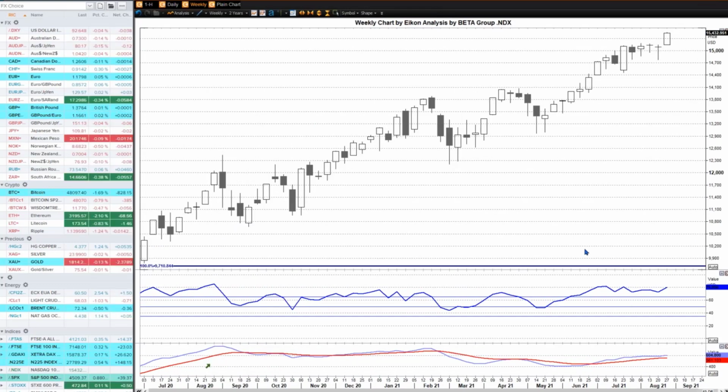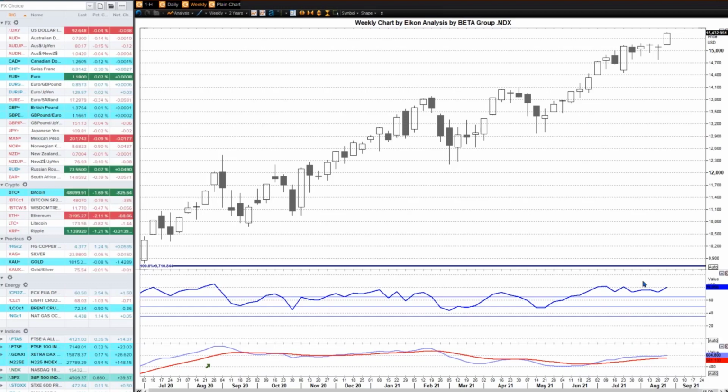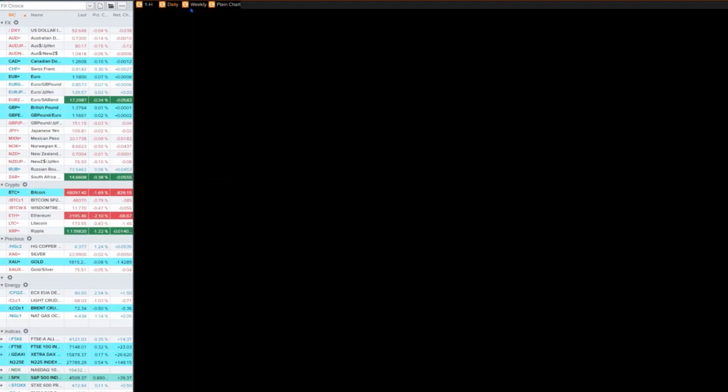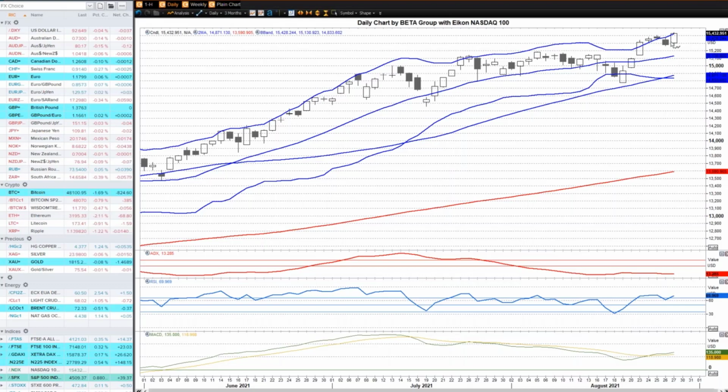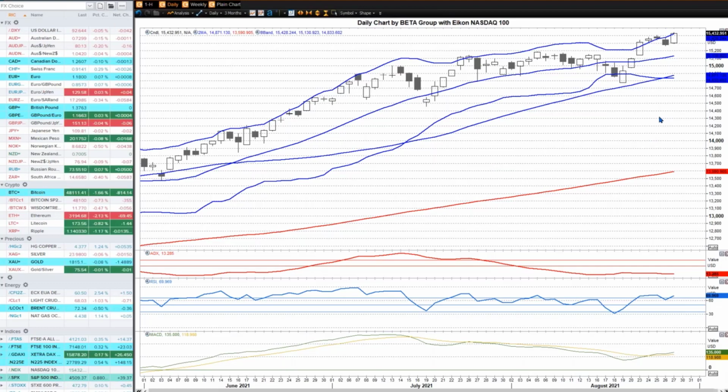MACD has remained positive since June. This is the weekly chart, and the RSI is looking extremely strong. So here it is here, up, little pause just before, and now moving ahead strongly once again. It's a fast moving train, this thing. The Bollinger Bands are expanding, so it indicates the strength is increasing.